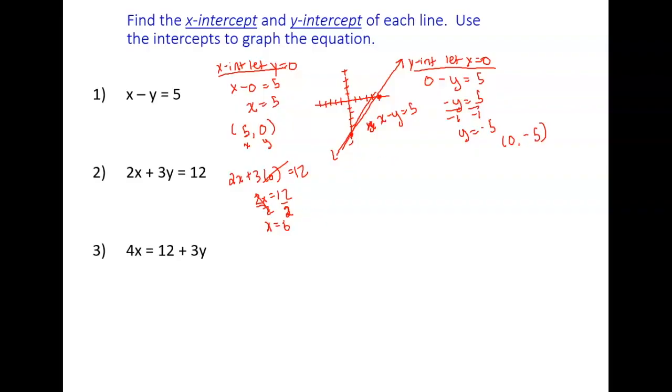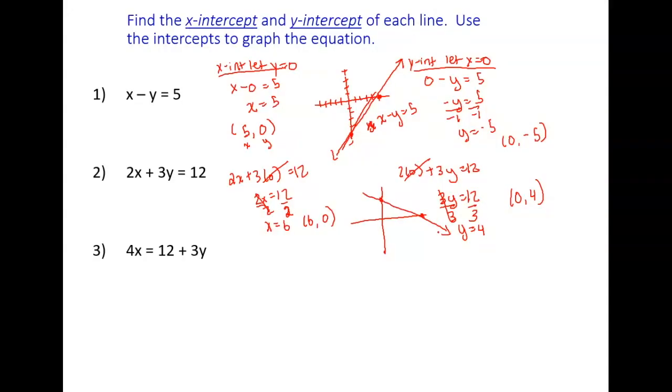So that means our coordinate is 6 and 0. And then over here, I have 2 times 0 plus 3y equals 12. That goes away. So I get 3y equals 12. Get that y by itself, divide both sides by 3. So y is equal to 4. So now I have a coordinate of 0 and 4. That looks like 6 and 0, so around here, 0 and 4, so around here. So it's going to look like something like that.